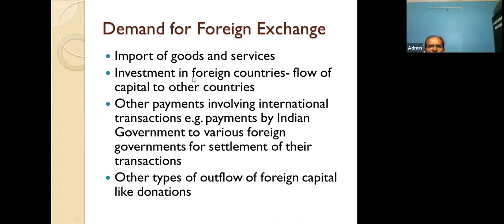So naturally, being an entrepreneur, you will demand yen currency, and then only you will be in a position to make payment. Then other payments involving international transactions. For example, payments by the Indian government to various foreign governments for settlement of their transactions. So if the Indian government is making payment to foreign governments for settlement of their transactions, there also we need foreign exchange. So this is generally at a government level. Then another type of cash outflow of foreign capital, like donation.